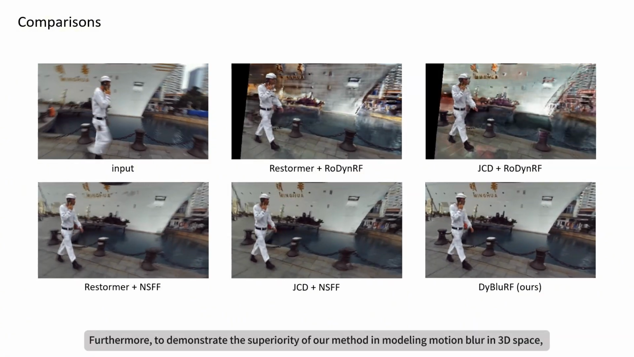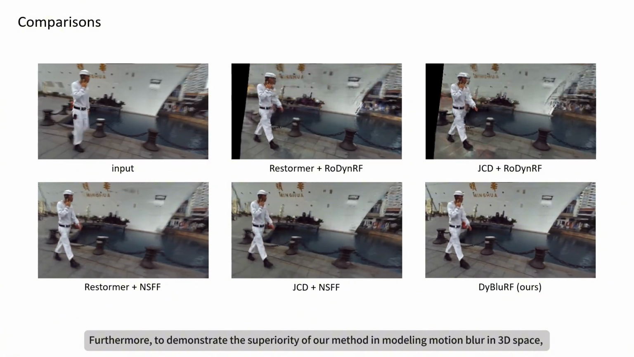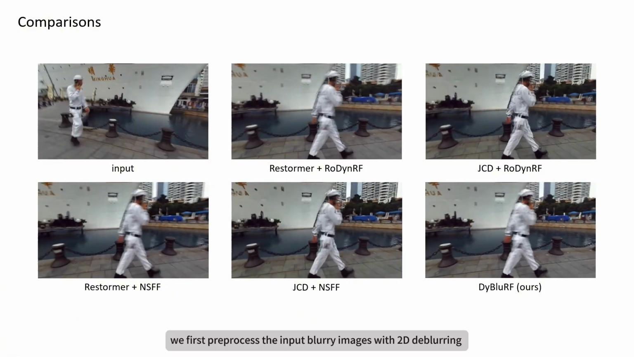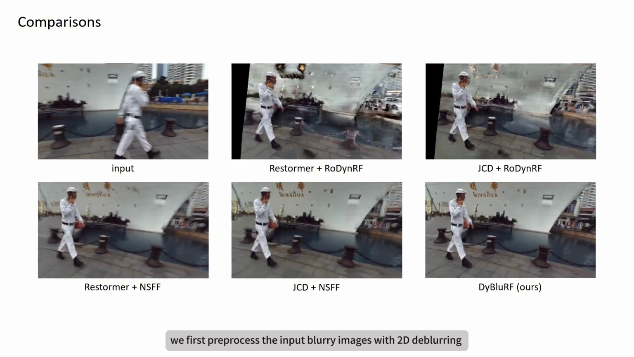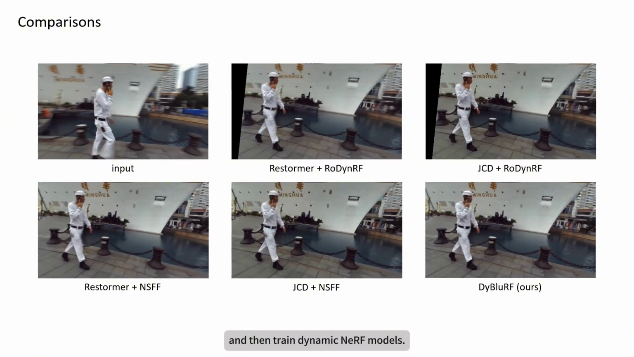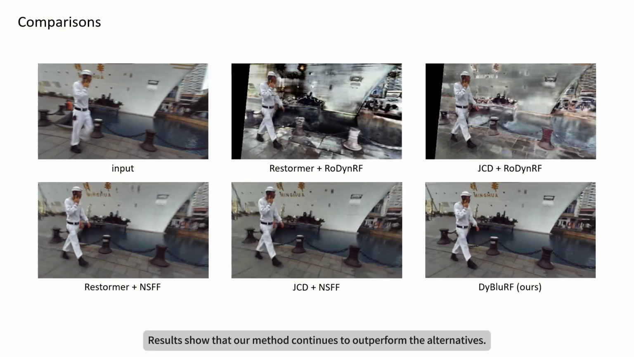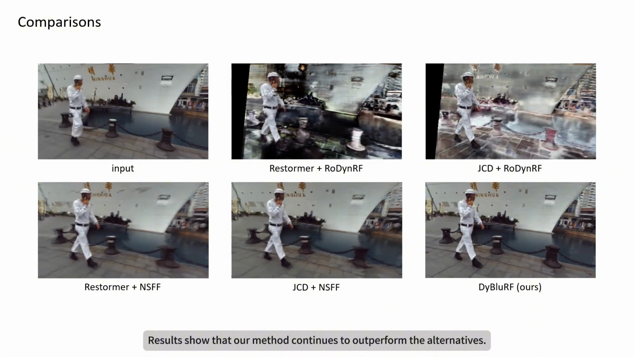Furthermore, to demonstrate the superiority of our method in modeling motion blur in 3D space, we first pre-process the input blurry images with 2D deblurring and then train dynamic NeRF models. Results show that our method continues to outperform the alternatives.